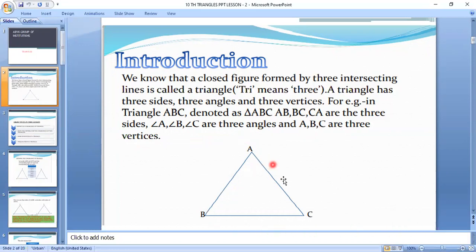And this is the triangle ABC. A, B, C are the vertices. AB, BC, CA are the sides. Angle A, angle B, angle C are the angles.